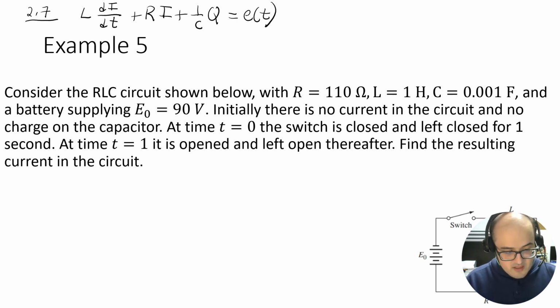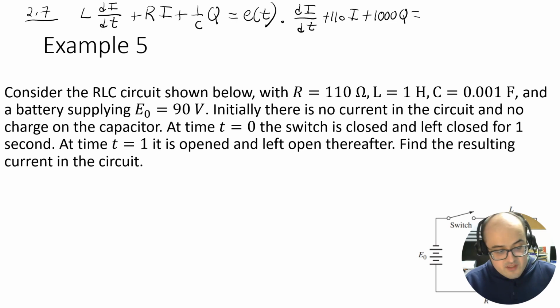Okay, so in this particular case, I'll write it up here, we are going to have the first derivative of I with respect to t plus 110 times I plus 1000 Q would be equal to some function E of t.